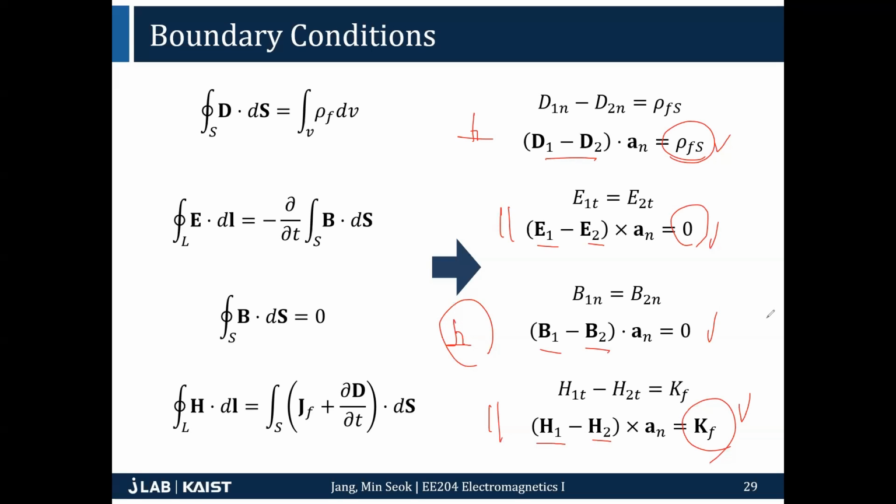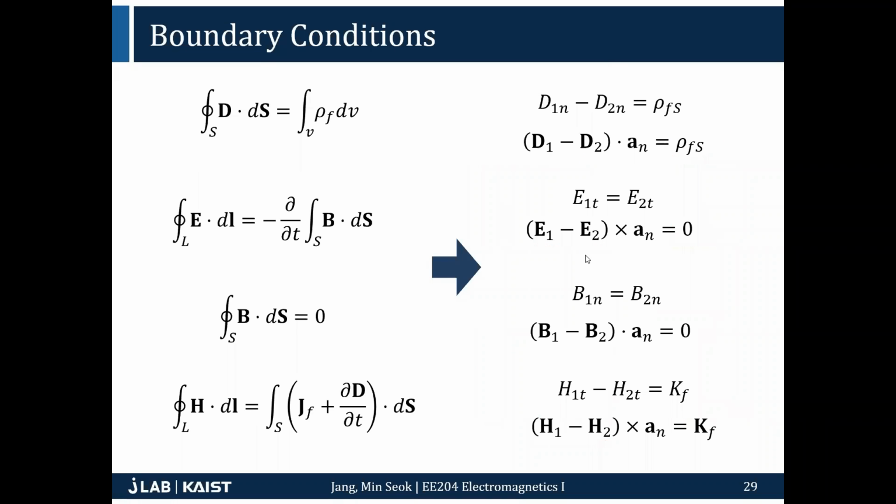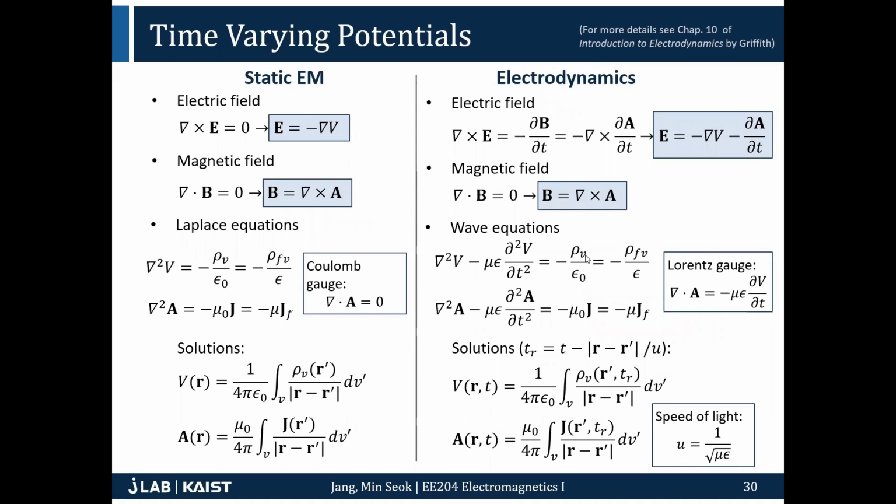So, four Maxwell's equations and four boundary conditions. That's basically everything you need to keep in mind, and that's everything about electromagnetism. The final topic we want to cover, before we move on to the next chapter, is time varying potentials. This is not a necessary thing to know, but I think it's an interesting topic.